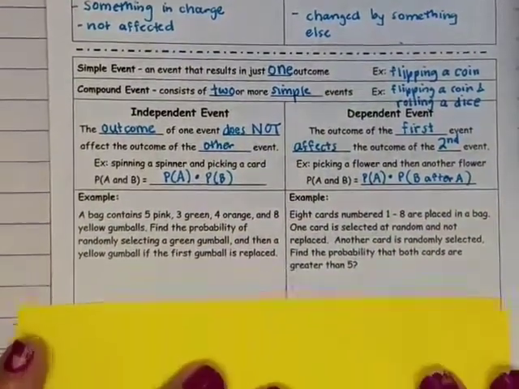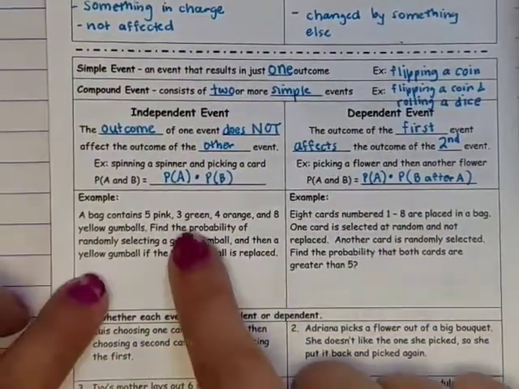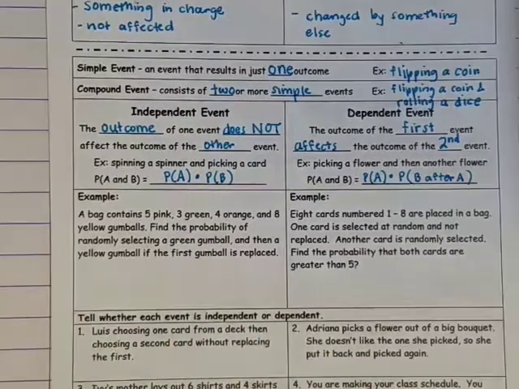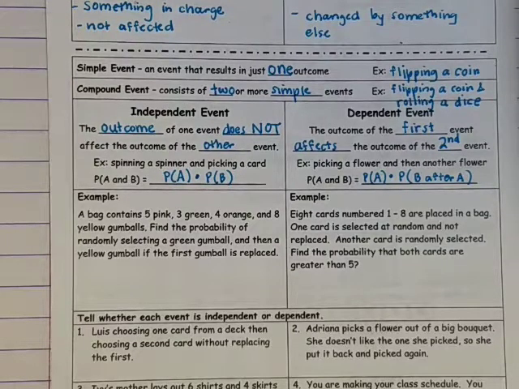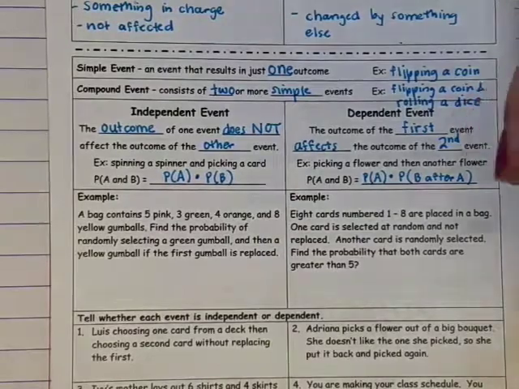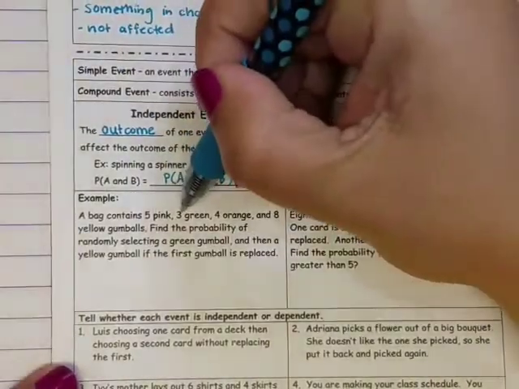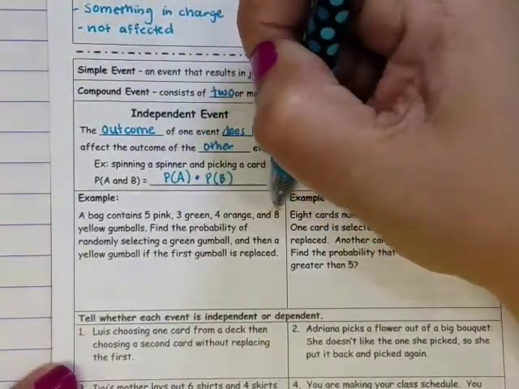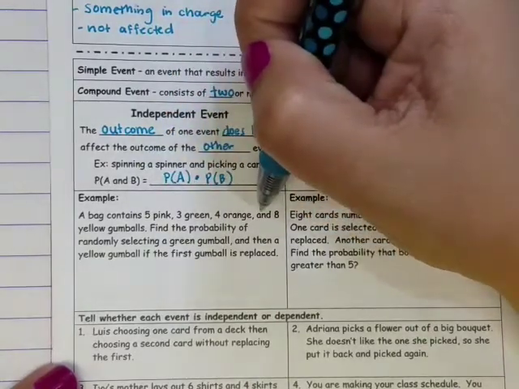So down here, a bag contains 5 pink, 4 orange, 8 yellow, and 3 green gumballs. Find the probability of randomly selecting a green gumball and then a yellow gumball if the first gumball is replaced. So let's look at how many gumballs we have total. So we have 5 plus 3 is 8, plus 4 is 12, plus 8 is 20. So we have 20 total gumballs.